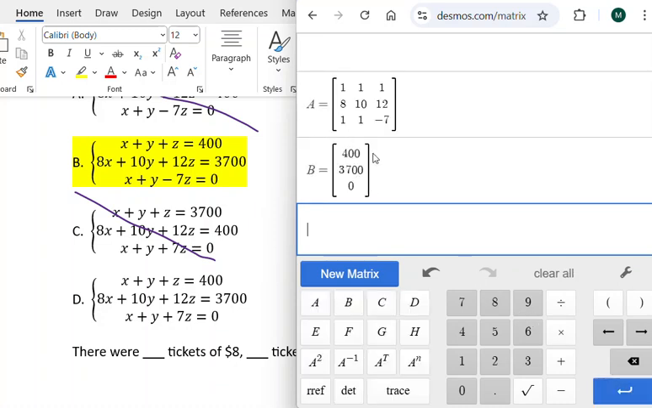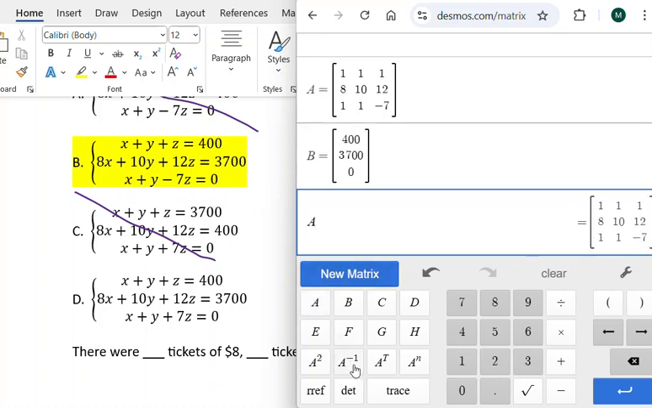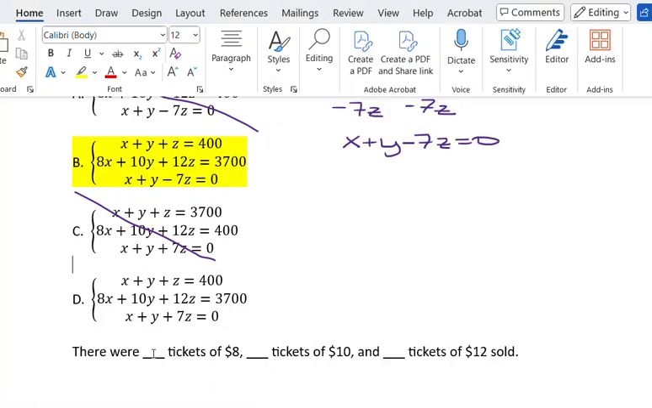Notice that when you set this up, we have to set this up in a column matrix. If you try to set it up in a row, you might think that it's the same thing, but the way matrices work, it's not going to be the same thing. So it'll give you an error message if you try to do that. You have to set it up as a column. So my A to the negative 1 times B gives me 200, 150, and 50. So again, these are in order, $8, $10, $12. So 200, 150, and 50.